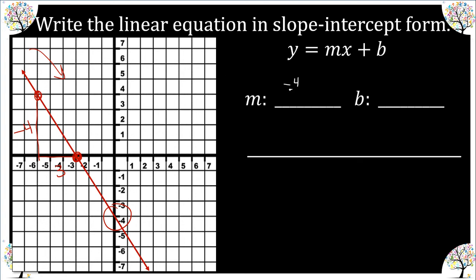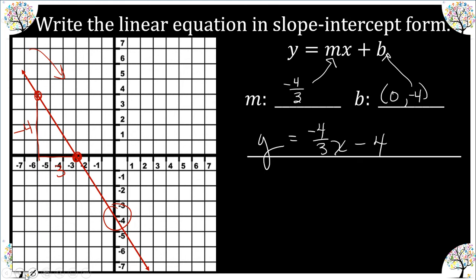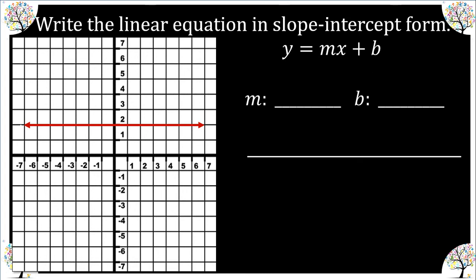So negative 4 over 3 is our slope. And then the y-intercept is 0, negative 4. So we put that together: y equals negative 4 over 3x minus 4. Okay, on this graph, we can see it has a slope of 0 and it passes through 0, 2. So we don't need to say y equals 0 times x because that's nothing. And so we have y equals 2.